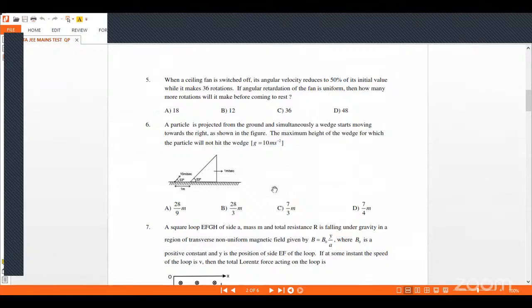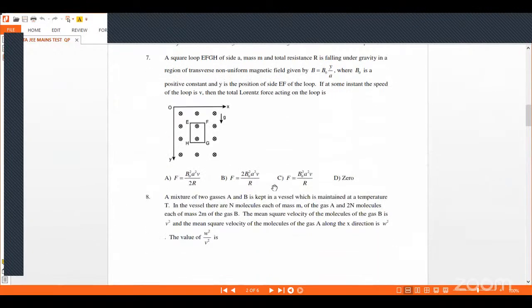Next, the seventh one. A square loop EFGH of side A, mass M and total resistance R is falling under gravity in a region of transverse magnetic field B equal to B naught Y by A, where B naught is a positive constant.